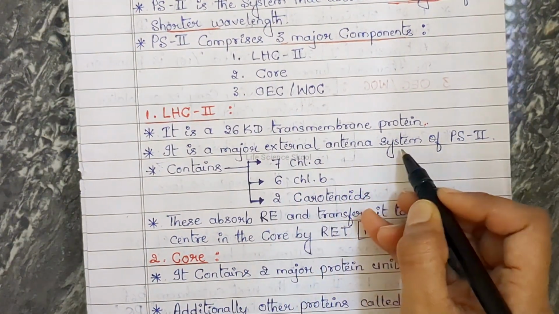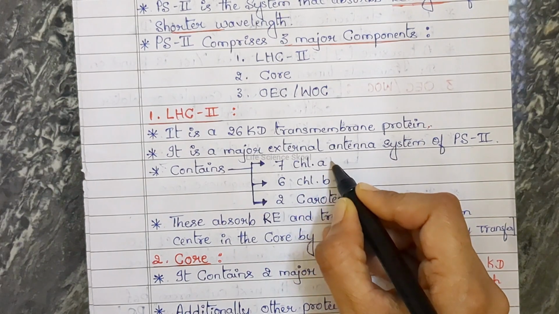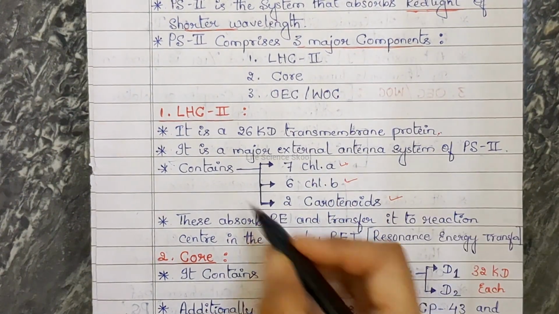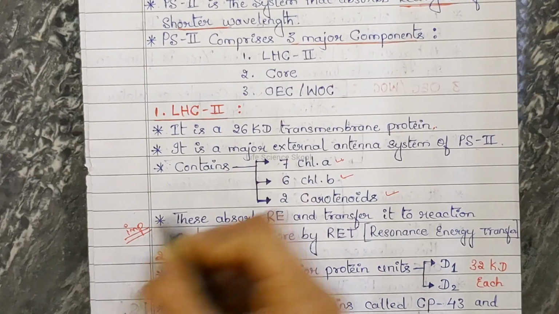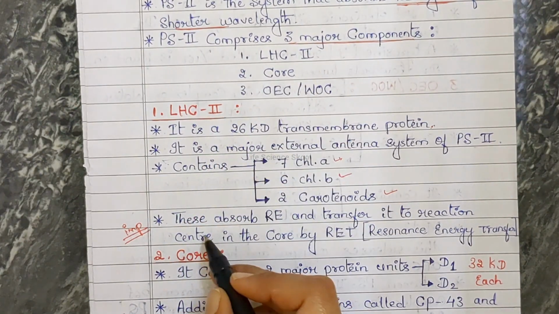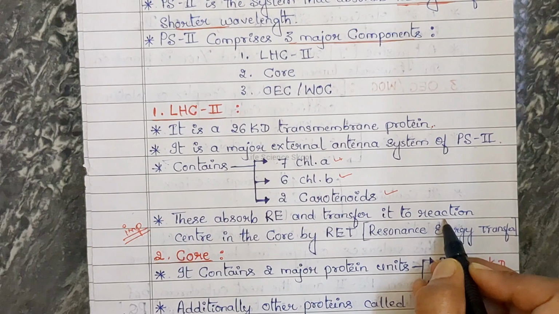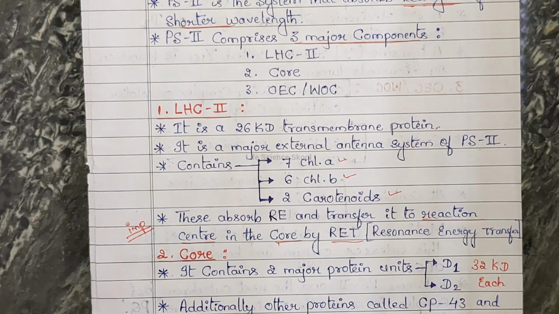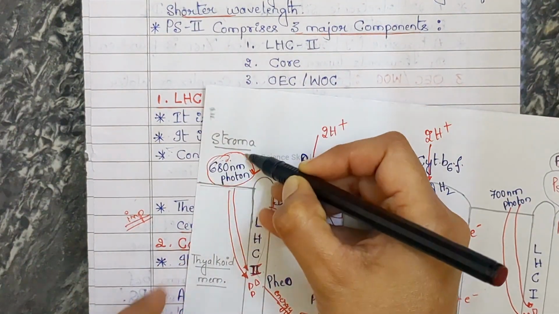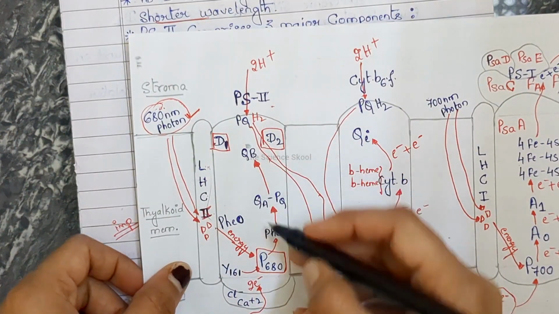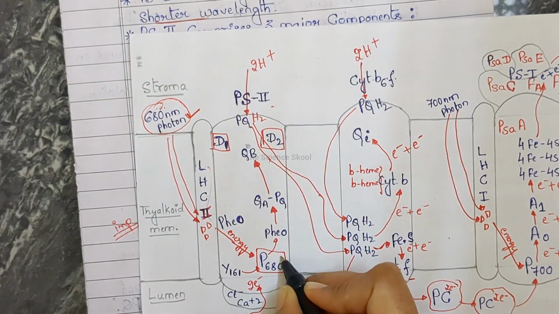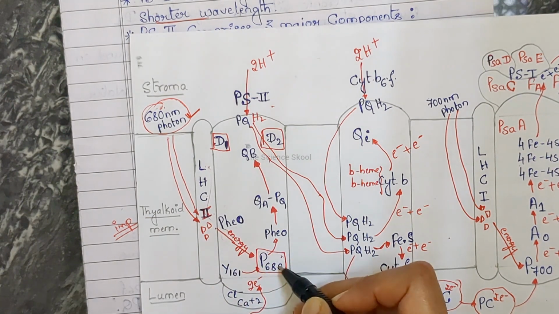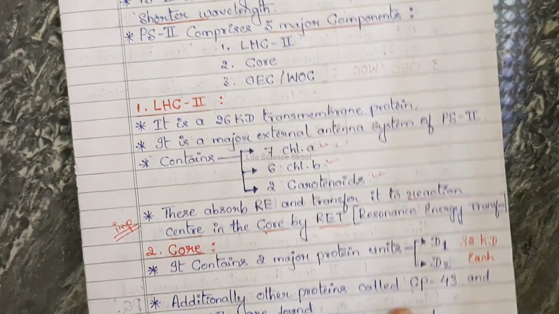It is a major external antenna system of PS2 and contains 7 chlorophyll a, 6 chlorophyll b, and 2 carotenoids. What is the function of LHC2? This is important. The function is that it absorbs radiant energy and transfers it to the reaction center in the core by RET, resonance energy transfer. This is the reaction center, P680. It is transferring that energy to P680. That is the main function here.